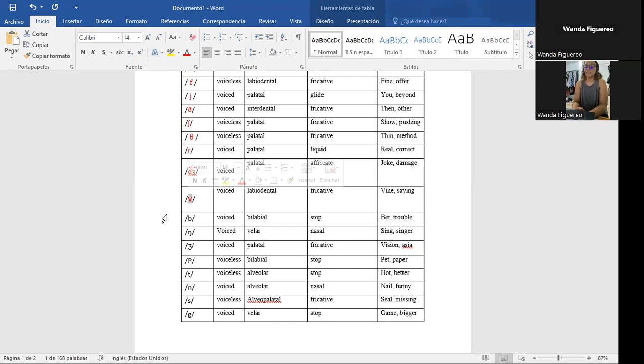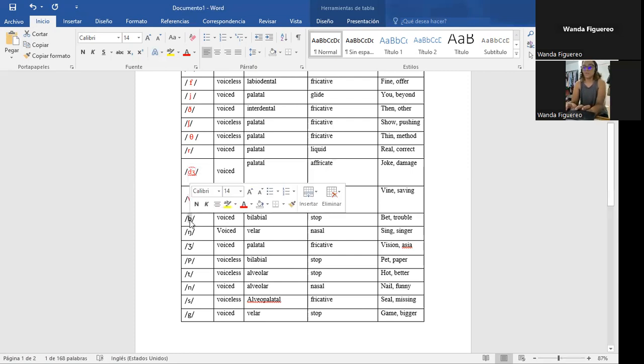We have the consonant b. As we try to pronounce it, we can notice that both lips get in contact, so it is a voiced bilabial stop. So, for example, bed or trouble.